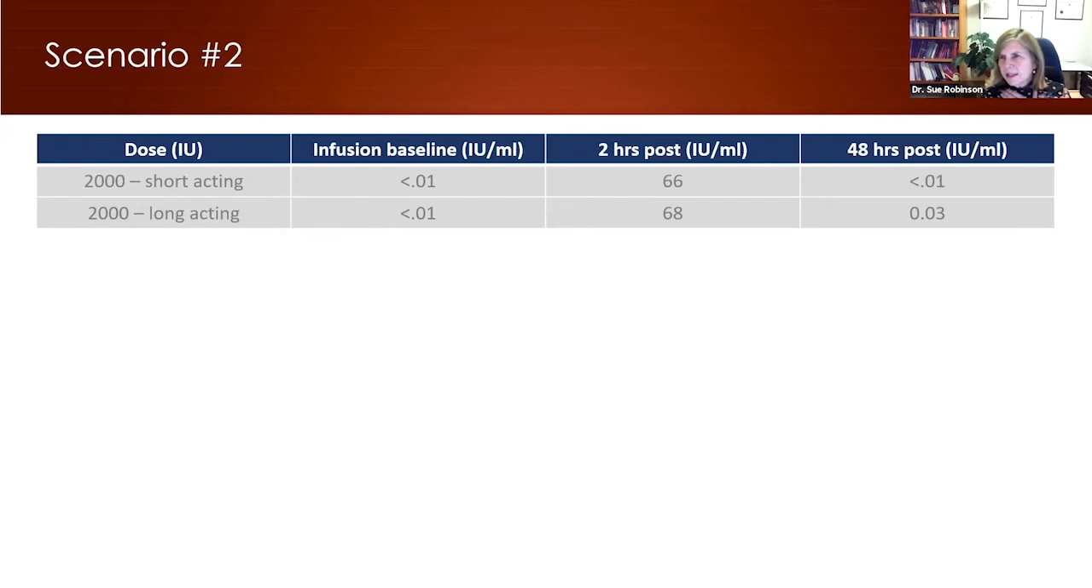He was very interested in long acting factor VIII product. So again, 2,000 units, he gets a similar boost right after he infuses. And 2 days later, he's got 3% or 0.03 units per mil. And so I am working with him to try to take his product every 2 days, ideally, and at least every 3 days. So I'll stop there.